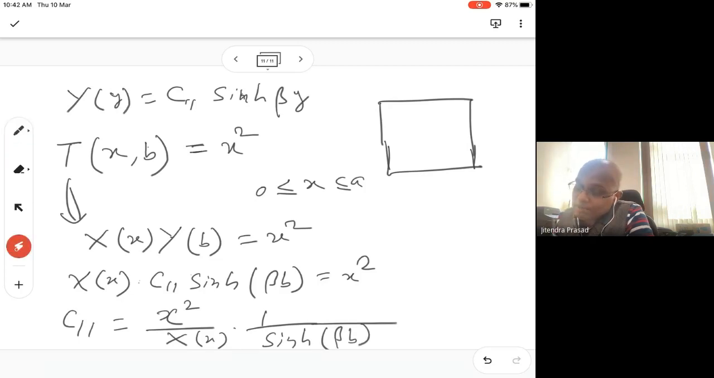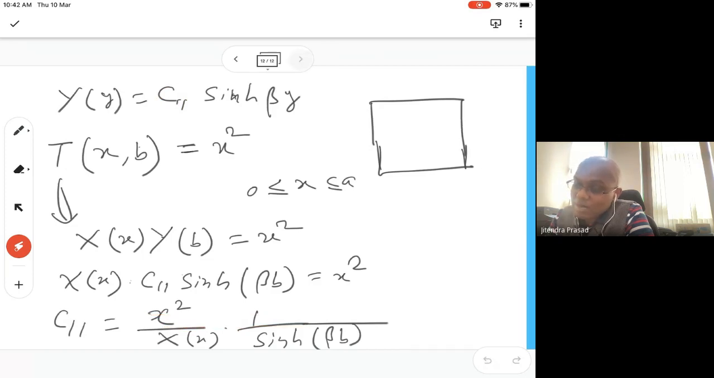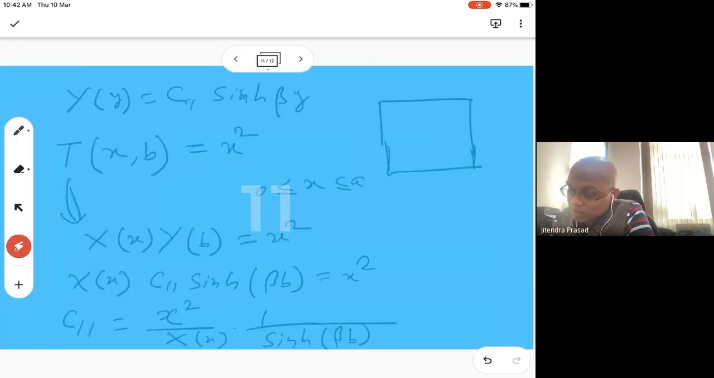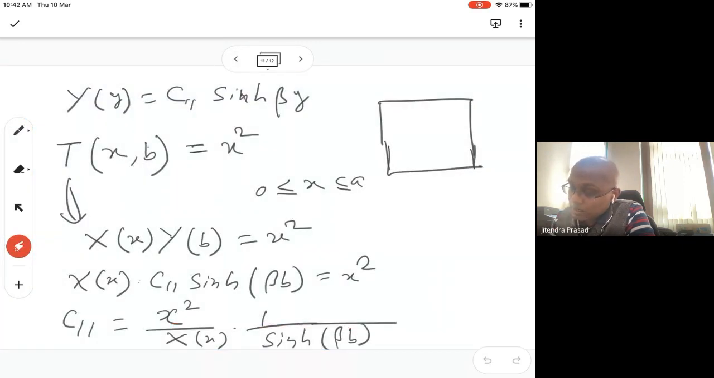So this is what the c11 value will be, right? x square divided by this and divided by this. Okay, so finally what value do we get? c11 is a function of x only. So yy will be equal to these complete things, x square.